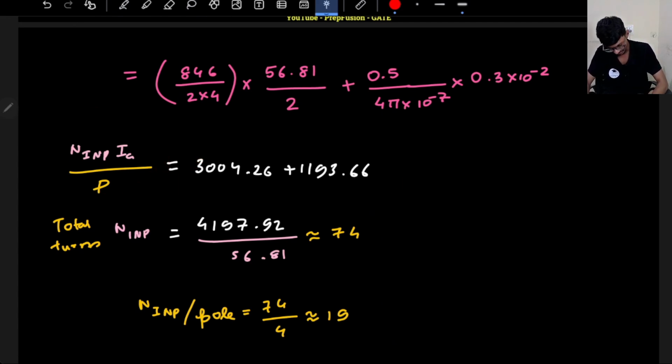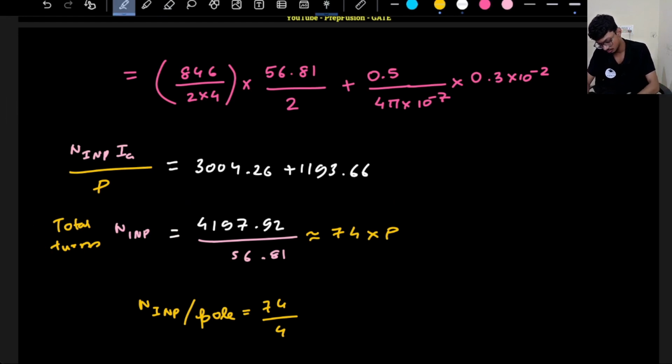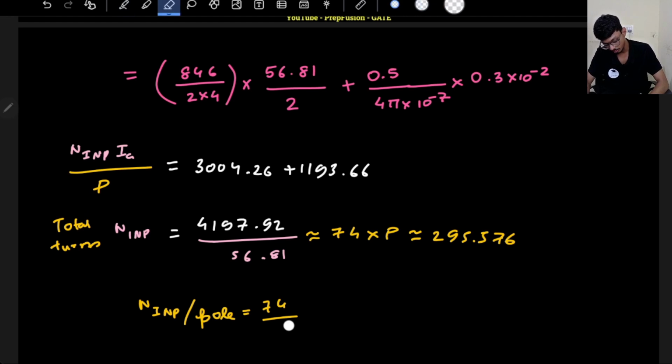Sorry, I messed up. So roughly, what is happening? This multiplied by p will be the total number of turns. This value will come out to be roughly 295.576. So turns per pole will be what?